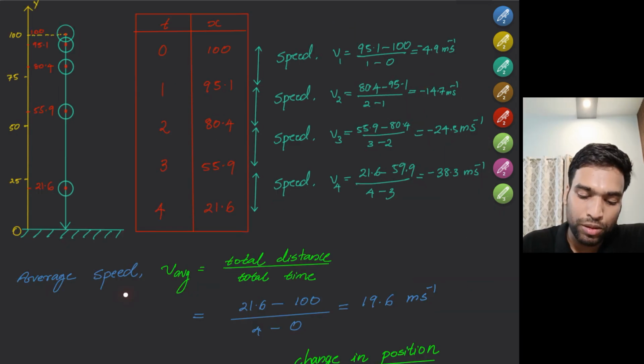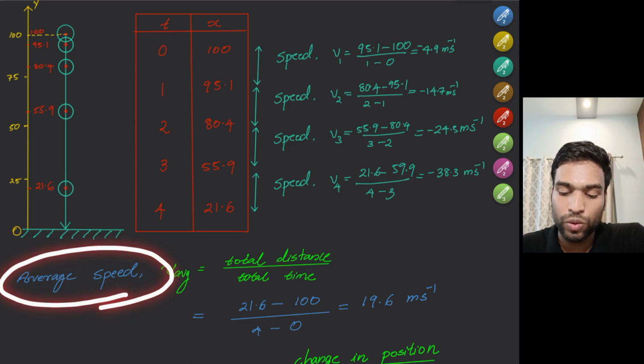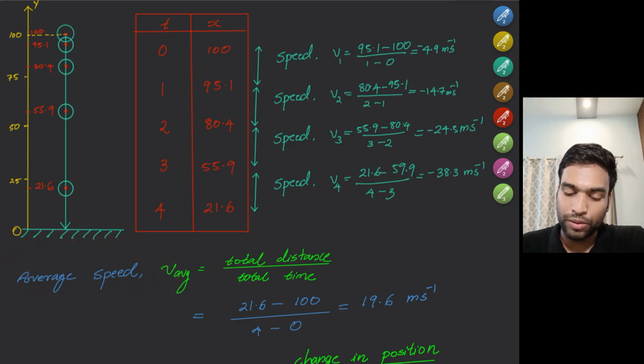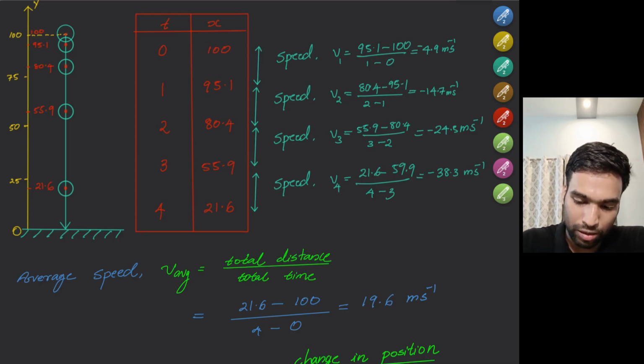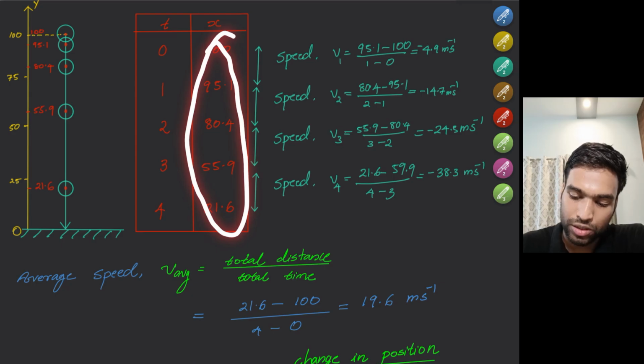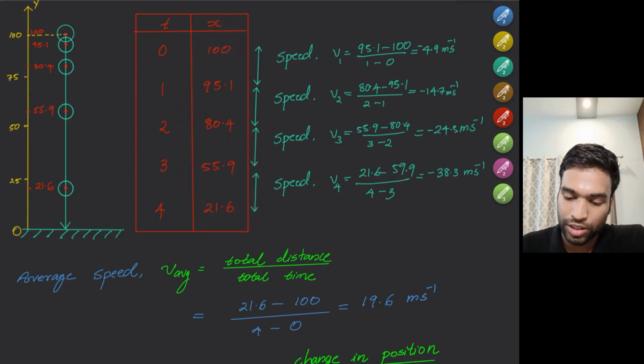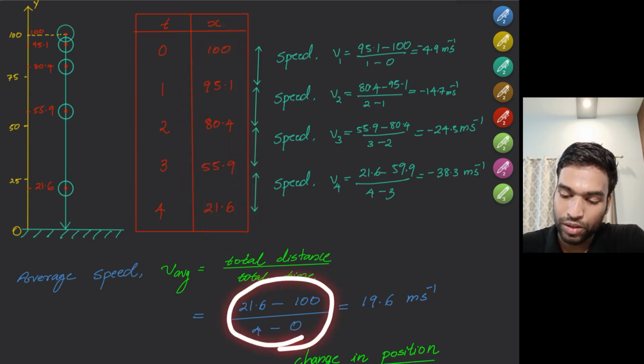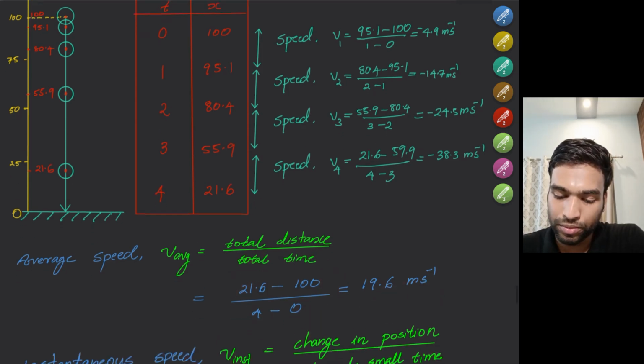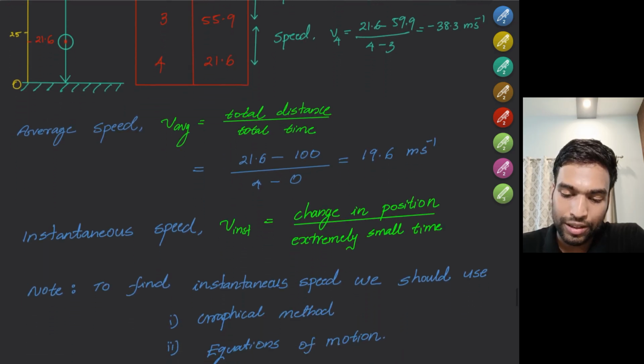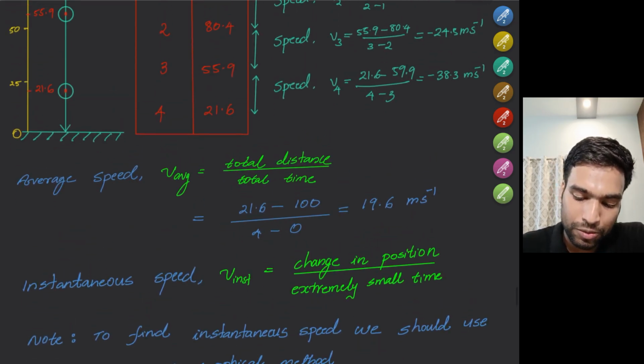The velocity is gradually increasing. Now let's explore the new term average speed. What is average speed? We can calculate average speed by finding the total distance divided by total time. So the total distance in this table is 100 minus 21.6, correct? So 21.6 minus 100 divided by 4 minus 0, which will be 19.6 meter per second. Good. Right. Now there is another term, instantaneous speed.